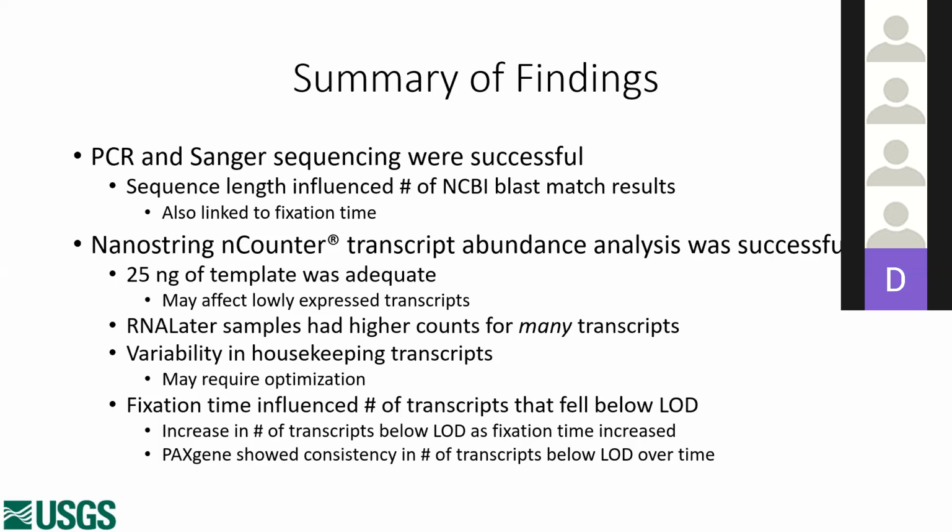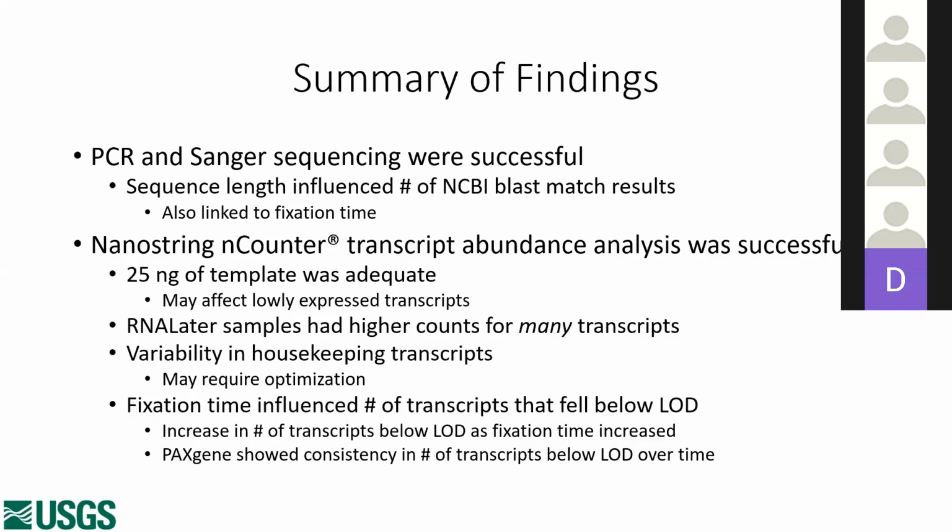The NanoString nCounter transcript abundance analysis was also successful, and it was successful using only 25 nanograms of template. I've seen studies where they used a little over 6 nanograms of template, but as they pointed out in those studies, using less template may affect transcripts that are lowly expressed. So that should definitely be considered with what you're trying to analyze. If you know that your transcripts have high expression, there's probably not going to be any problem. But if the expression level of your transcripts is really low, you may need to try and obtain more template.